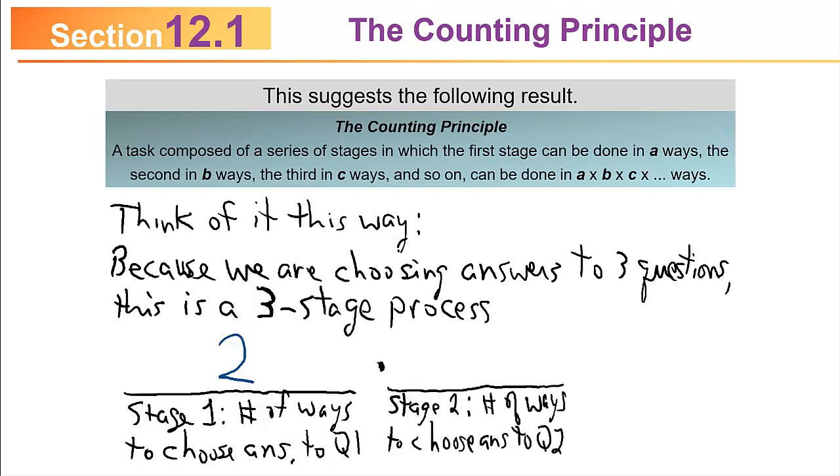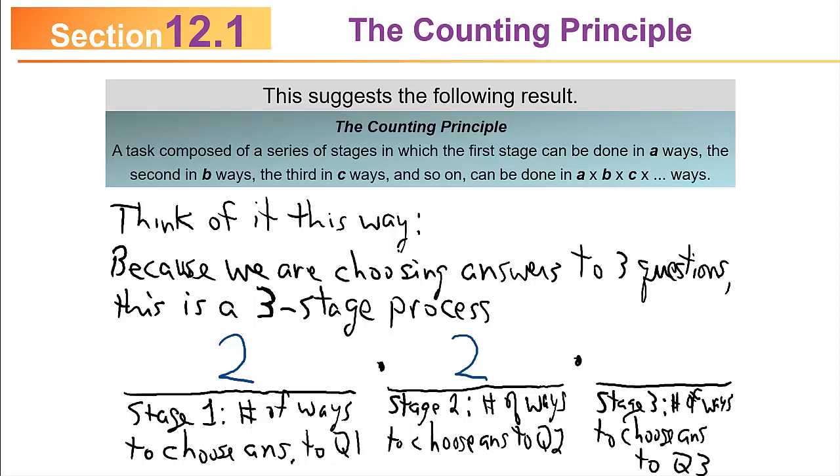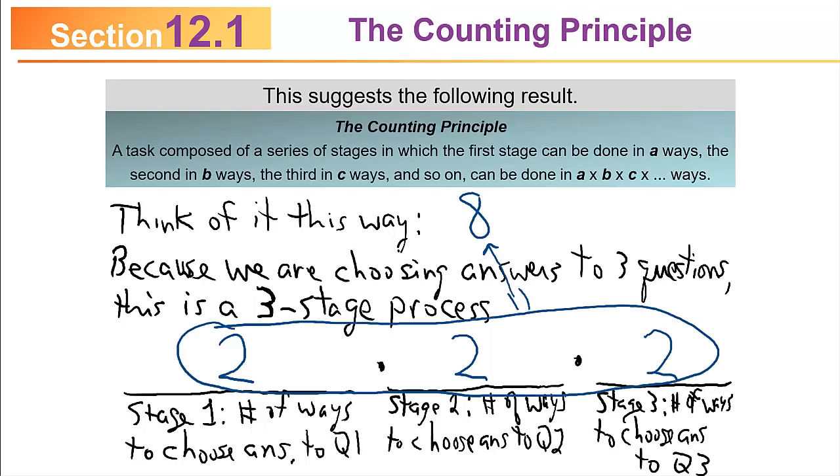Then you move on to stage 2. Stage 2 is the number of ways you can answer question 2. Well, again, it's only true or false, so that's another 2 ways. And stage 3, you need to count the number of ways to choose an answer to question 3. And since it's also true false, there are 2 ways. And by the counting principle, you take the product of those 3 counts, 1 for each stage. So you get 2 times 2 times 2, which is 8.